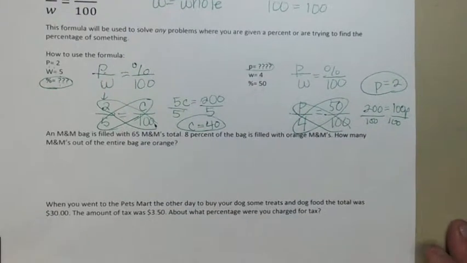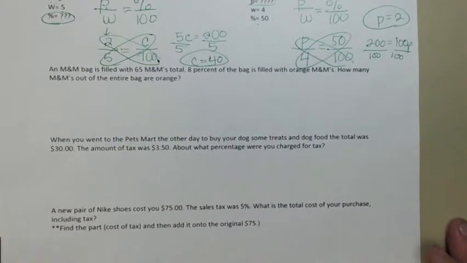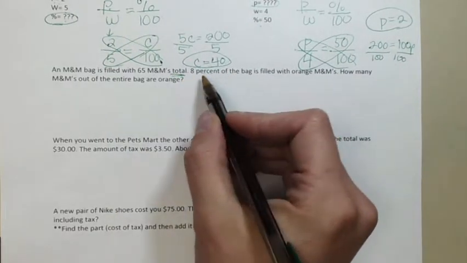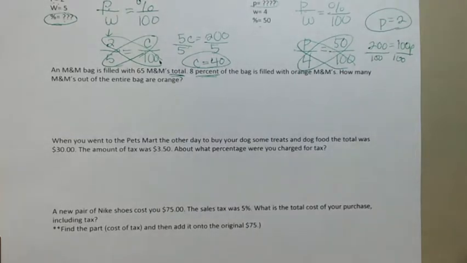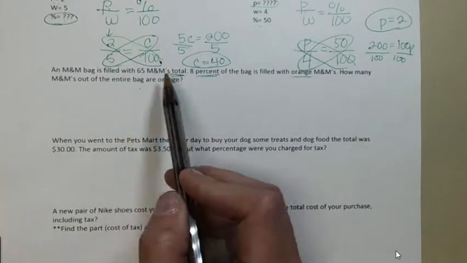Now we're going to look at some problems that are really identical to what's on your Google Doc, which also means they're identical to what's on your test. Okay, so we've got an M&M bag is filled with 65 M&Ms total. 8% of the bag is filled with orange M&Ms. How many M&Ms out of the entire bag are orange? So you're trying to figure out how many out of the entire bag. You have been given the total.